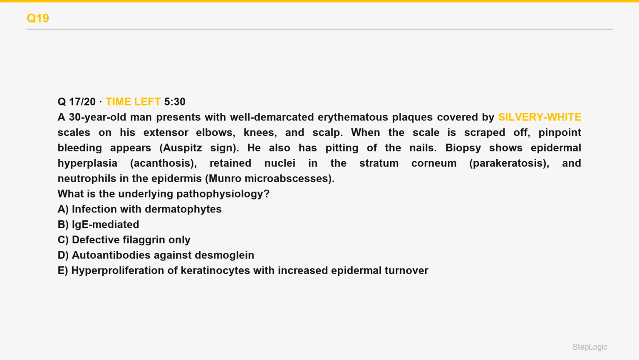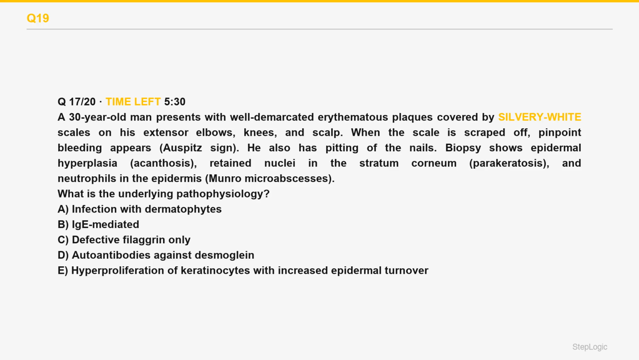What is the underlying pathophysiology? A 30-year-old man presents with well-demarcated erythematous plaques covered by silvery white scales on his extensor elbows, knees, and scalp. When the scale is scraped off, pinpoint bleeding appears, the Auspitz sign. He also has pitting of the nails. Biopsy shows epidermal hyperplasia, acanthosis, retained nuclei in the stratum corneum, parakeratosis, and neutrophils in the epidermis, Munro microabscesses.